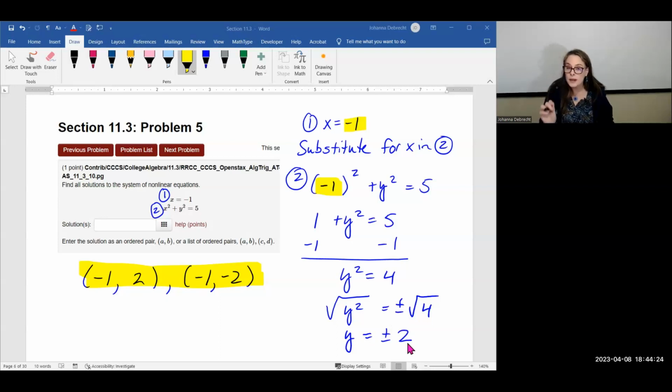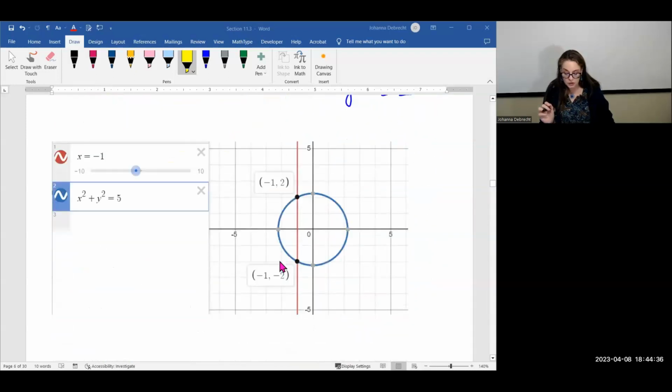Now, x is always -1. Equation 1 tells us that. So both x coordinates are -1, but the y coordinates change from 2 to -2. Looking at the picture, you can see that that's exactly what happened. We have the circle and it cut through at 2 places, and we have the 2 solutions.